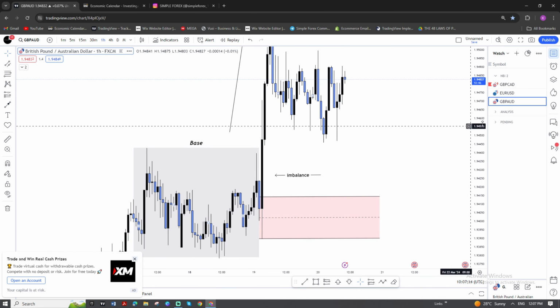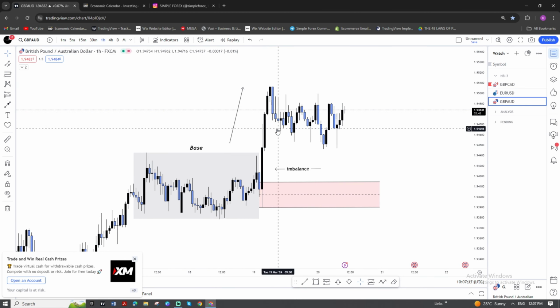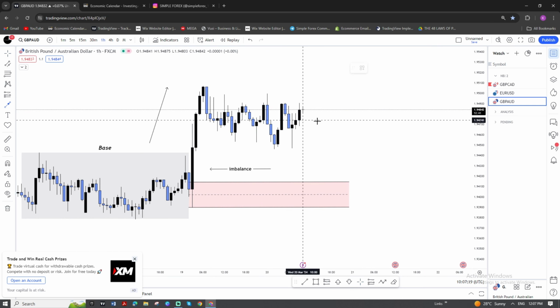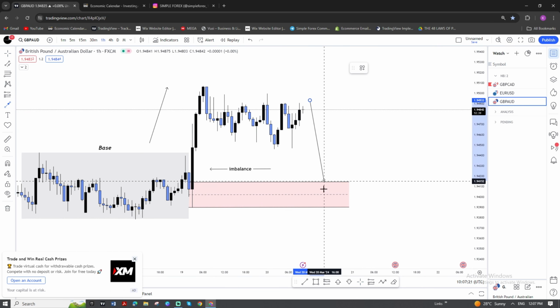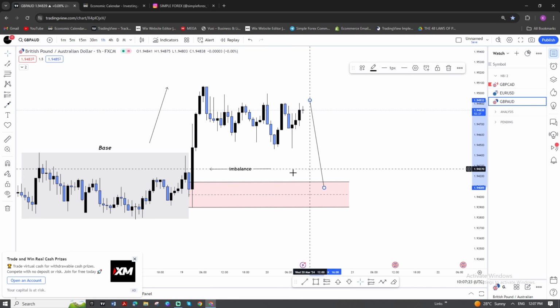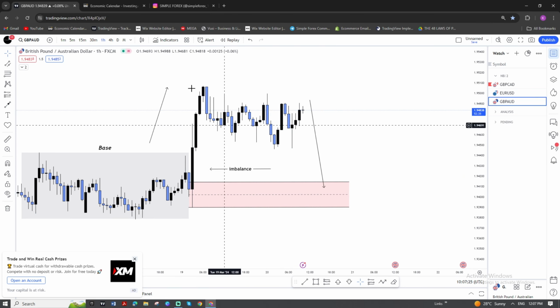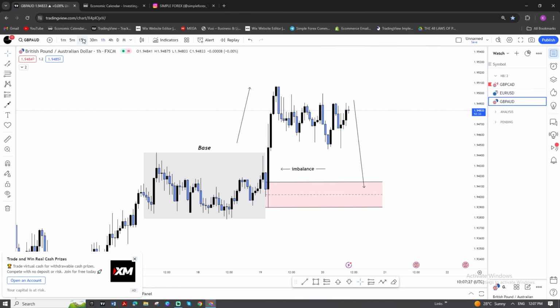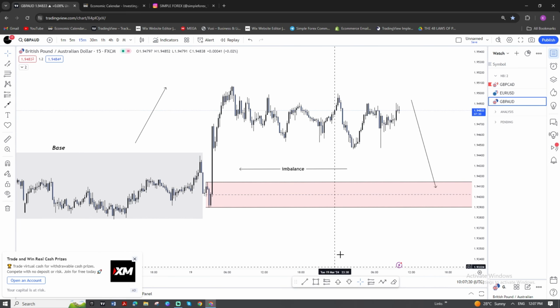That expansion, and then we have that retracement. You can see prices going down. So we're looking to take our buys over on this order block right here. Why did I choose that order block? Let me just go over to the 15-minute chart.